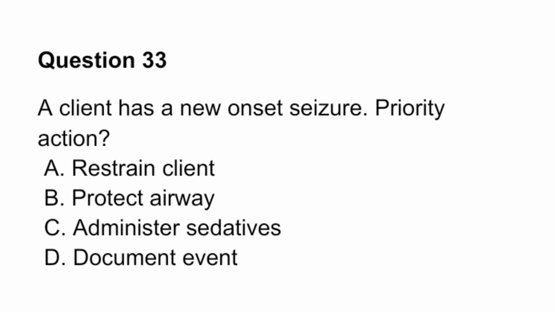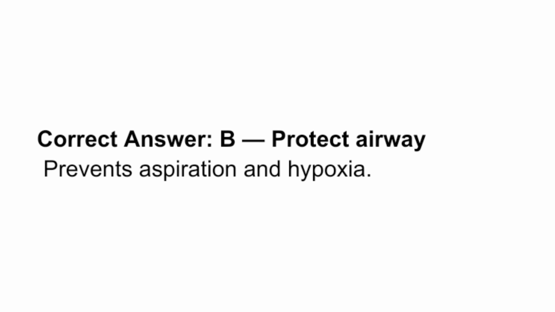Question 33. A client has a new onset seizure. Priority action: A. Restrain client. B. Protect airway. C. Administer sedatives. D. Document event. Correct answer, B. Protect airway. Prevents aspiration and hypoxia.